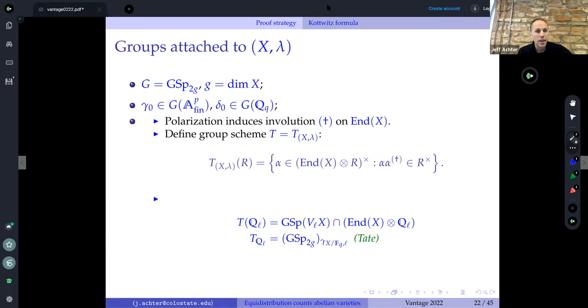So the polarization induces an involution on the endomorphism ring, at least after you tensor with Q. And you can use this to define a group scheme, either as the centralizer of gamma naught, or in terms of endomorphisms, it's the set of endomorphisms so that if you look at the Q points of this, these are the endomorphisms. So if you look at blah times blah dagger, you get an element of Q in some other part of the endomorphism ring. So T turns out to be, with the hypothesis that I've set up, a maximal torus inside GSp.